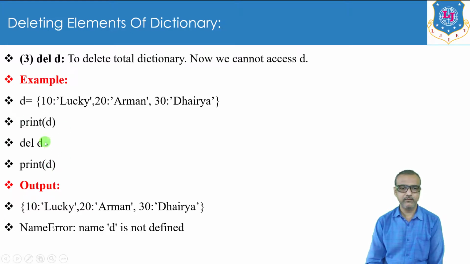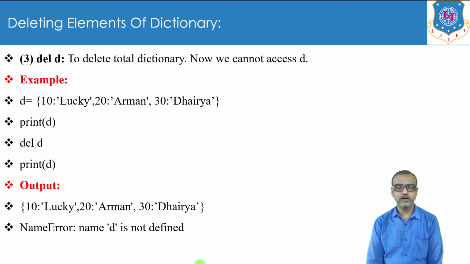So what is the output for this print D statement? We will have this dictionary. You can see over here also. And after applying del of D, if you write print of D, then we will have a name error, that is, name D is not defined.